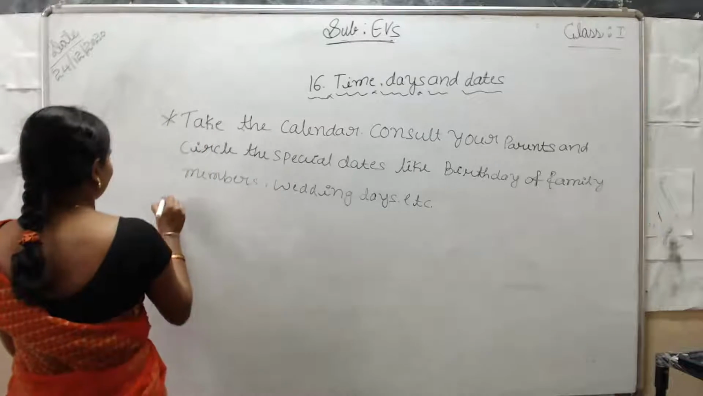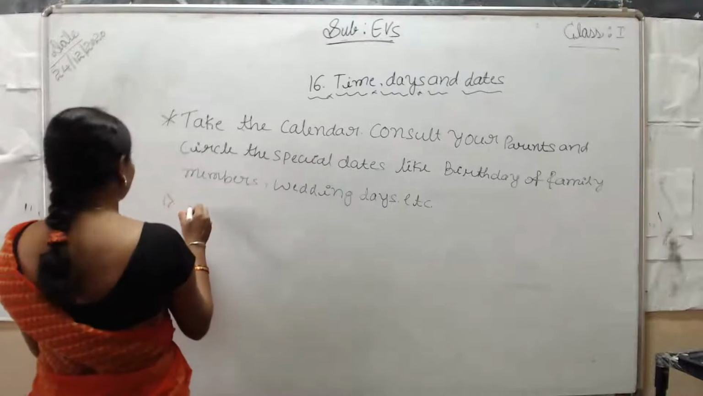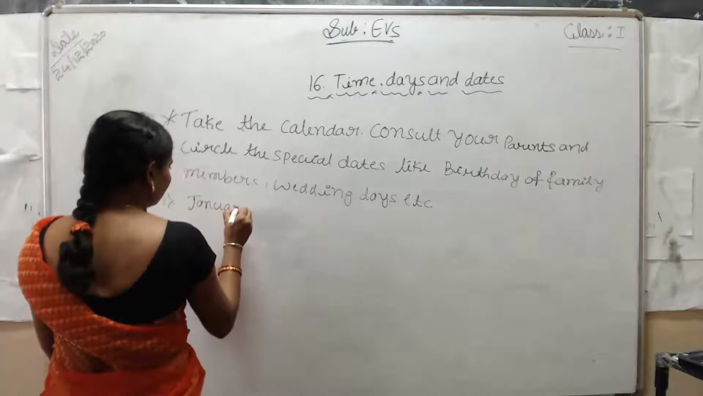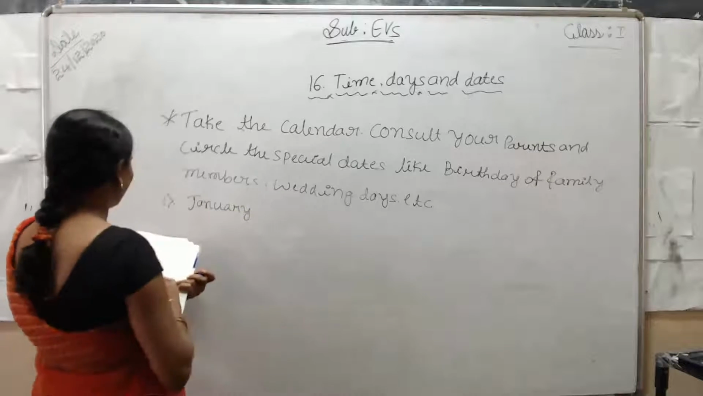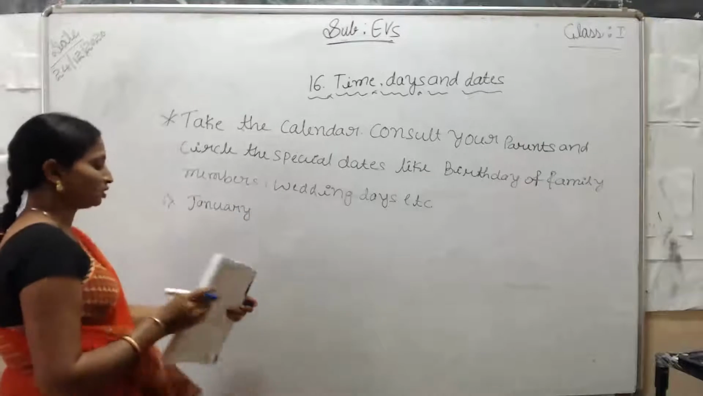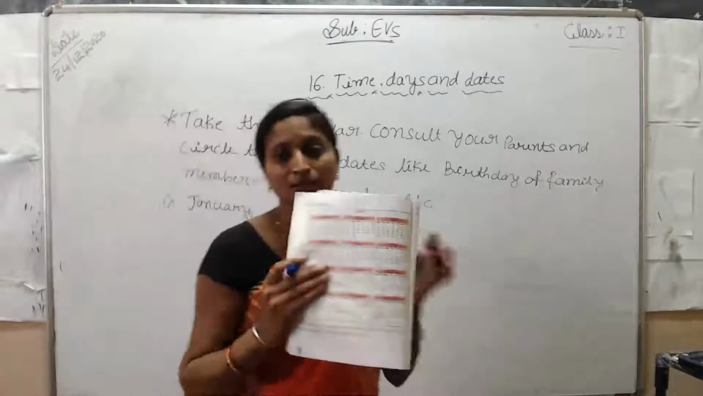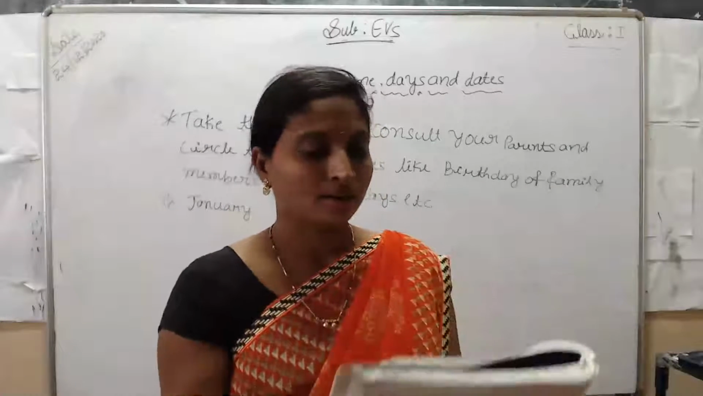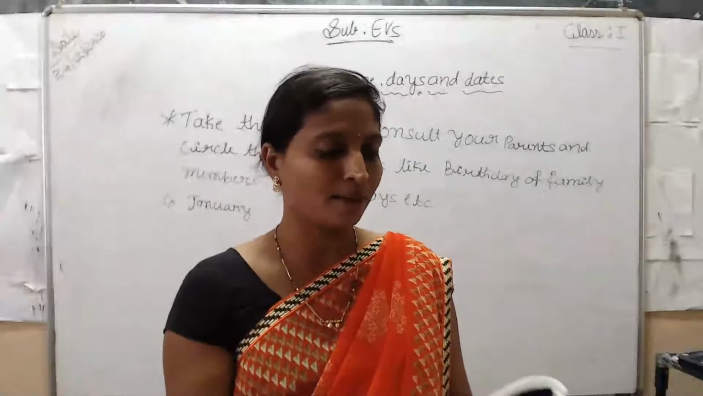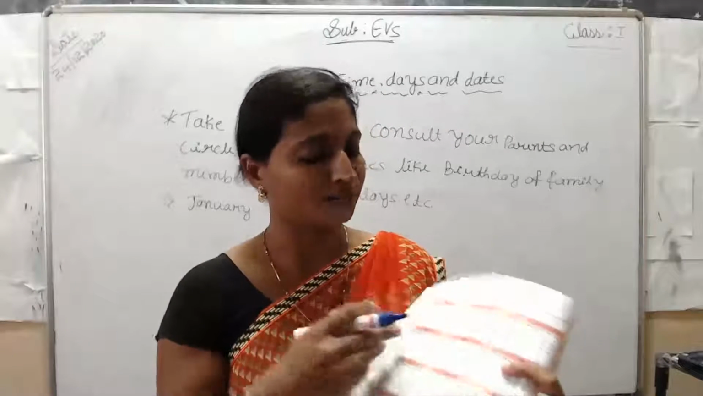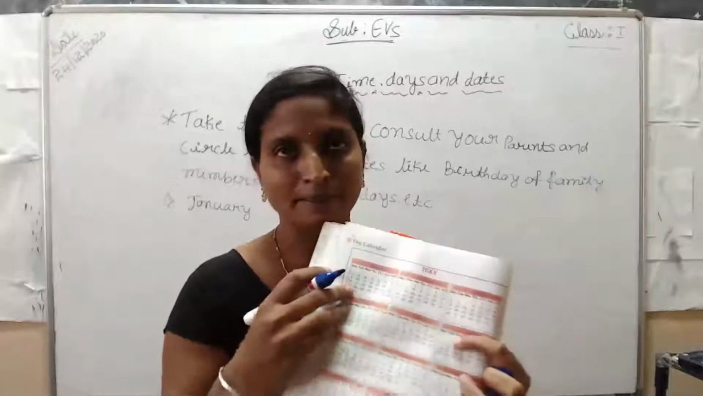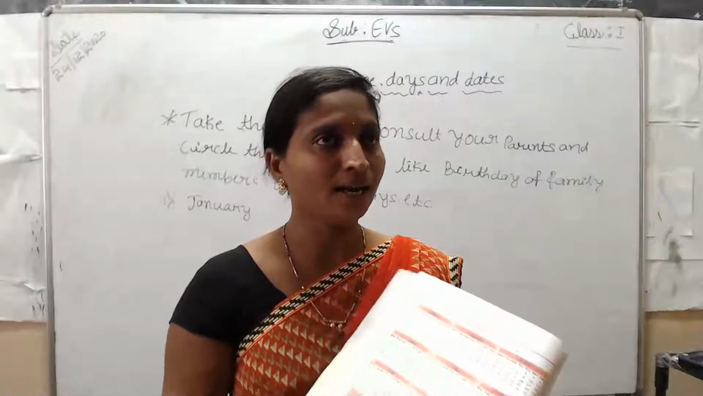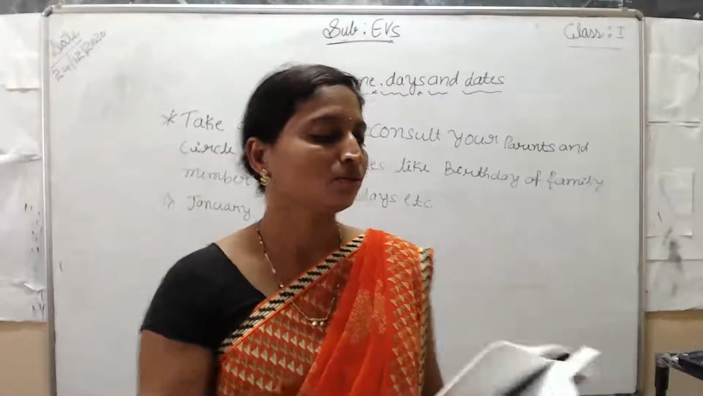Here is the first month. We have to take the calendar's first month, January, and circle the special dates here. We circle the birthday date or wedding days. For example, your birthday is on the 14th. We have to circle that day and write it here.